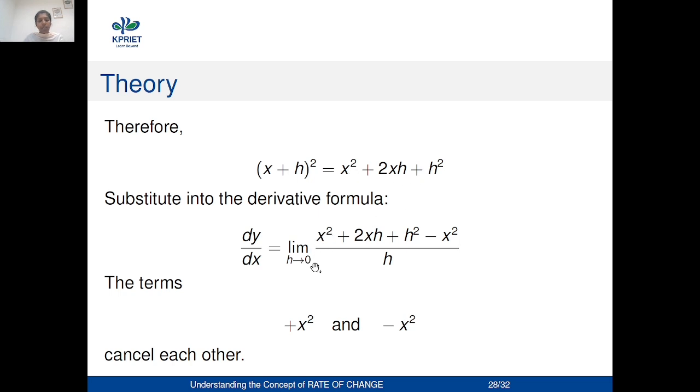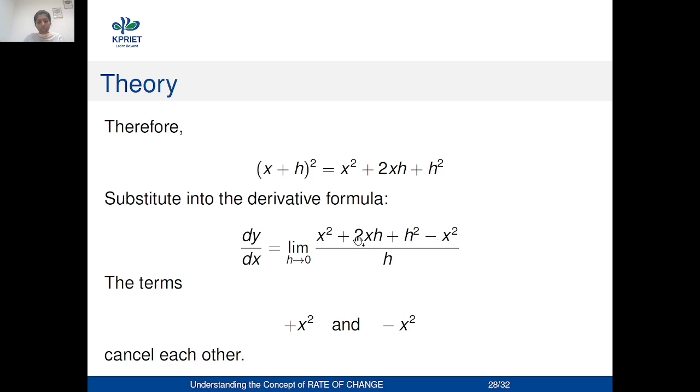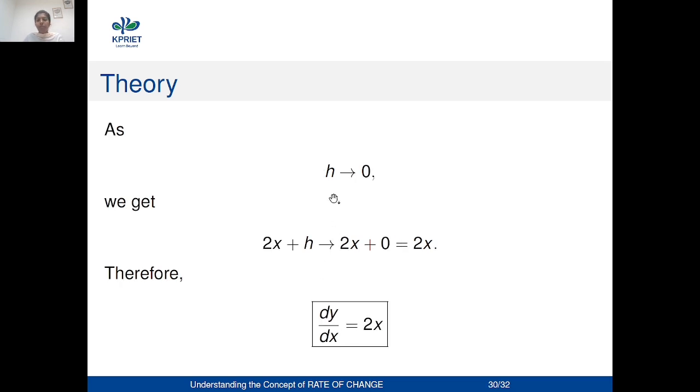Here I have minus x square, so the x squares get cancelled. The remaining terms I have are 2xh plus h square, divided by h. If I take h as common, I get h into (2x plus h), by h. So the h gets cancelled, and the remaining term is 2x plus h. If I consider limit h tends to 0, I will be getting 2x. So this is the mathematical understanding of the derivative for the function y equal to x square.